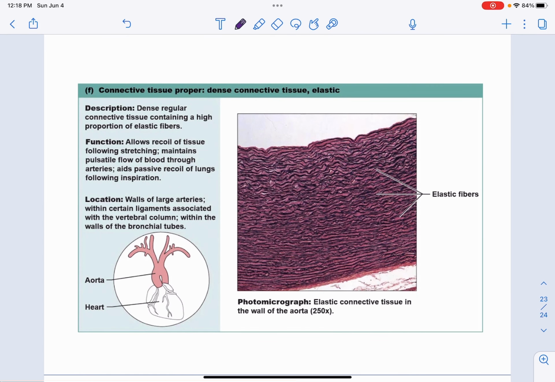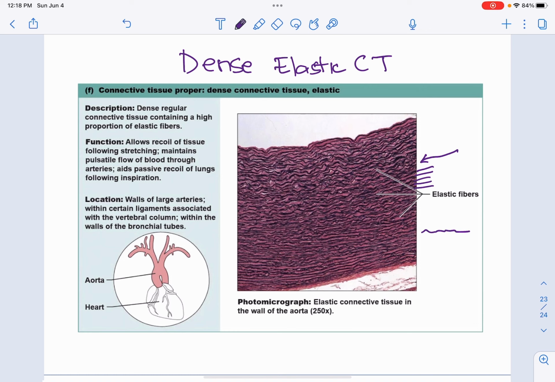All right, this is dense, elastic connective tissue. For me, the telltale sign that you're looking at dense, elastic connective tissue is the ability to see all of these elastic fibers. And they kind of have like a squiggly line appearance to them. This type of connective tissue allows for stretch and recoil.